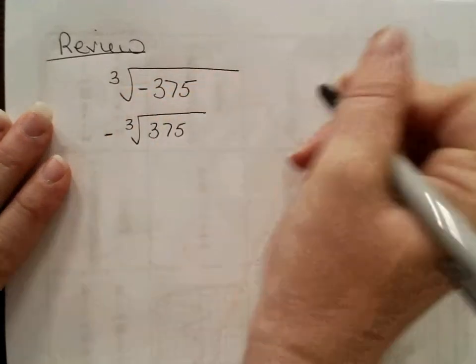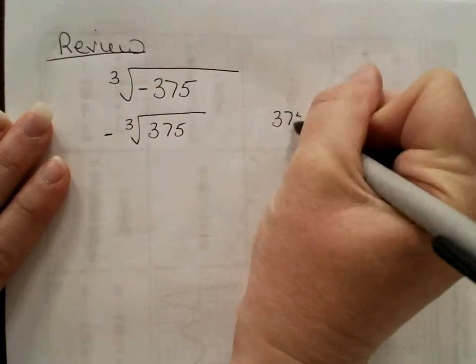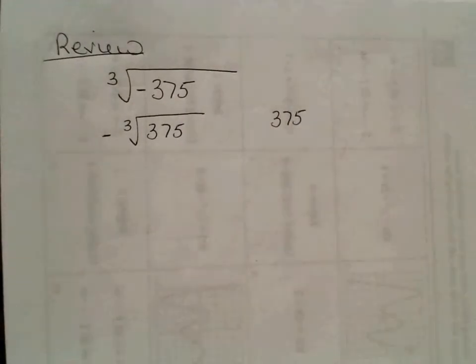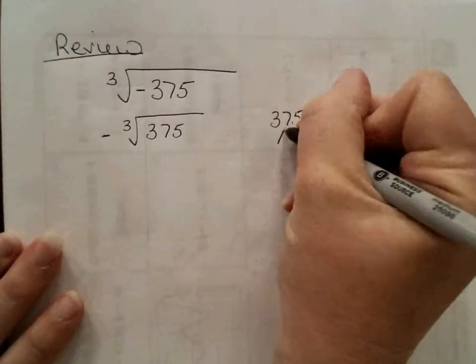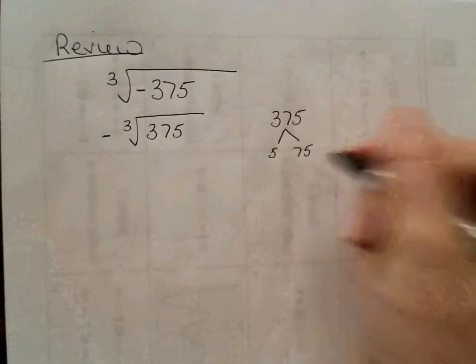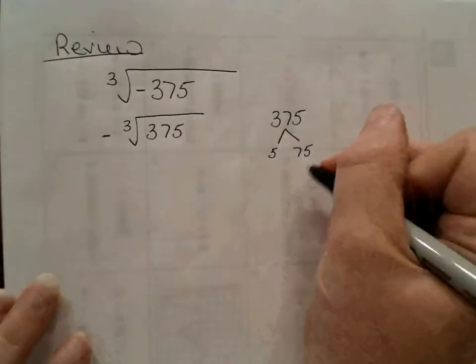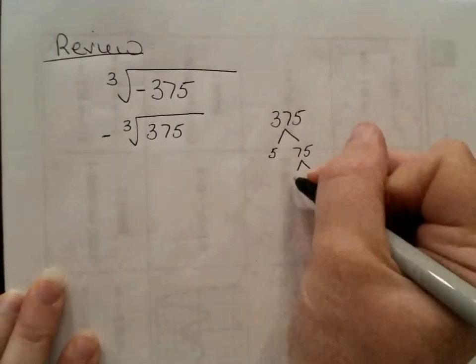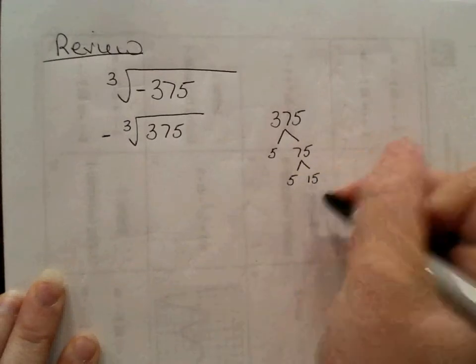Then we have to factor 375. So what number do you know that will divide into 375 evenly, and why do you know that? 5 will, because it ends in a 5. So you can use your calculator, do 375 divided by 5, and we get 75. Okay. Now, I need to break down 75. 5 and 15. And then 3 and 5.